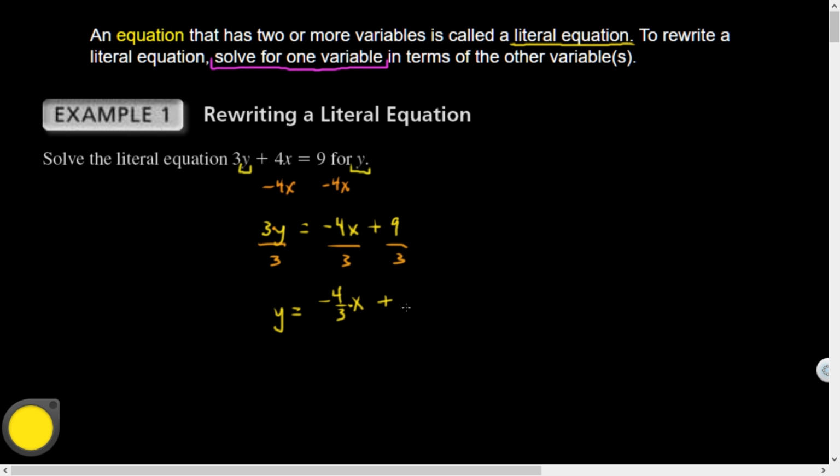Positive 3. All right, just a little shy, it's okay. And even though I can't tell you that y is equal to a number, I can tell you what y equals in terms of the other variable. So this is solved for y.